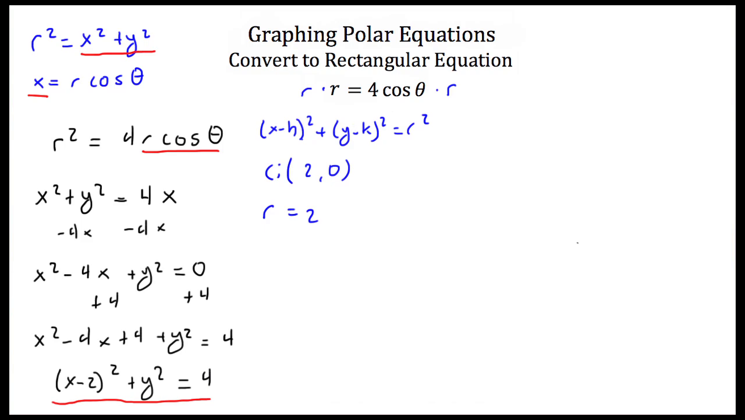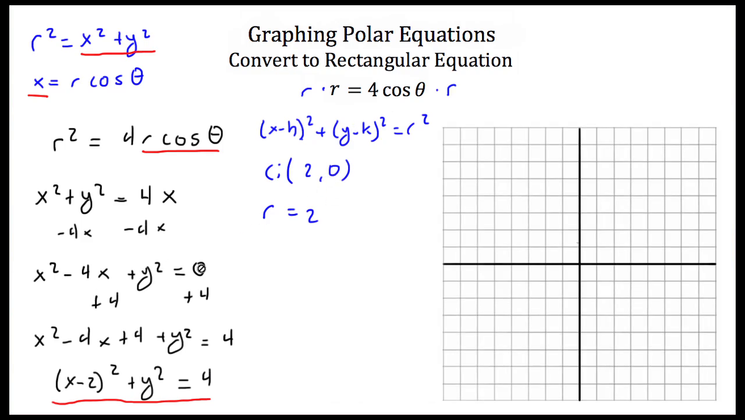If I want to graph this, my center is at 2, 0, which is here. And then I have a radius of 2, so I just need to move units of 2 in a bunch of different directions, connect my dots, and my graph should look something like this. So, r equaling 4 cosine of theta, this is the equation of a circle that's moved off the origin. And it's moved off the origin in the x direction.